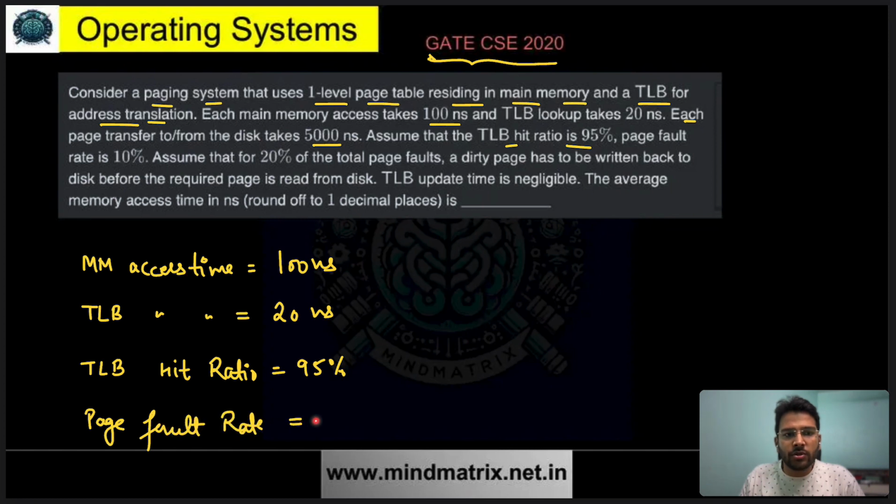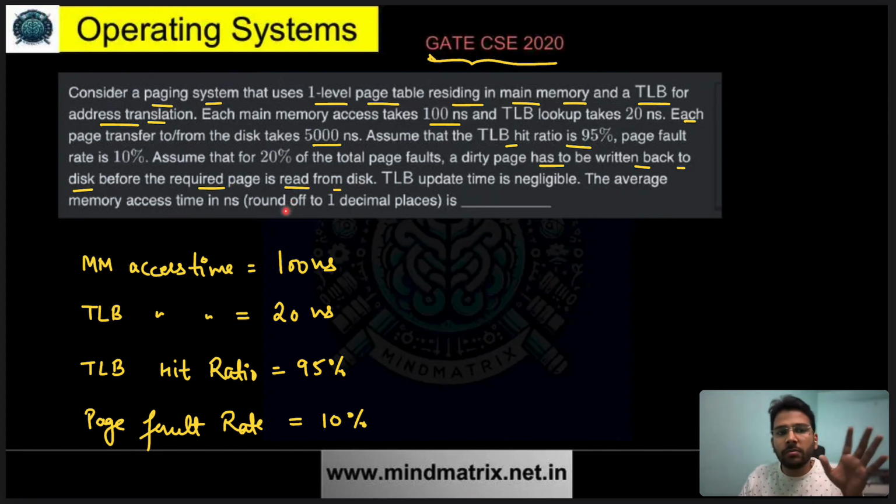Page fault rate is also given to us, which is 10%. Now, assume that out of the total page faults, 20% of the page faults require a dirty page to be written back to disk before the required page is read from the disk. Are you getting this point?